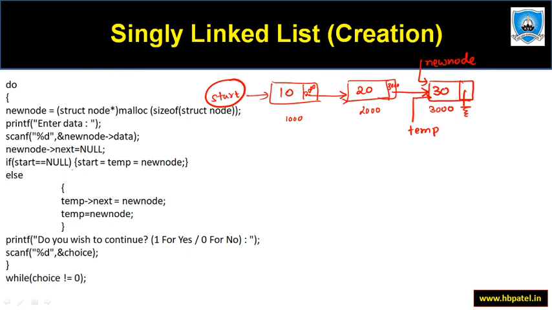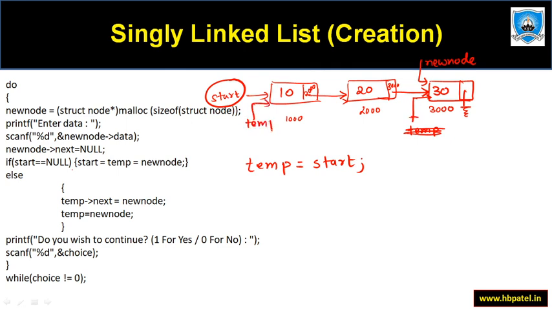All right, so now what if I wish to print everything? What if I wish to print 10, 20, 30? So I can begin from this pointer start. And I will not move start, because if I move start, I will be losing the reference of the very first node. So I'm using the same temp, and I'll be moving this temp from this to this position.